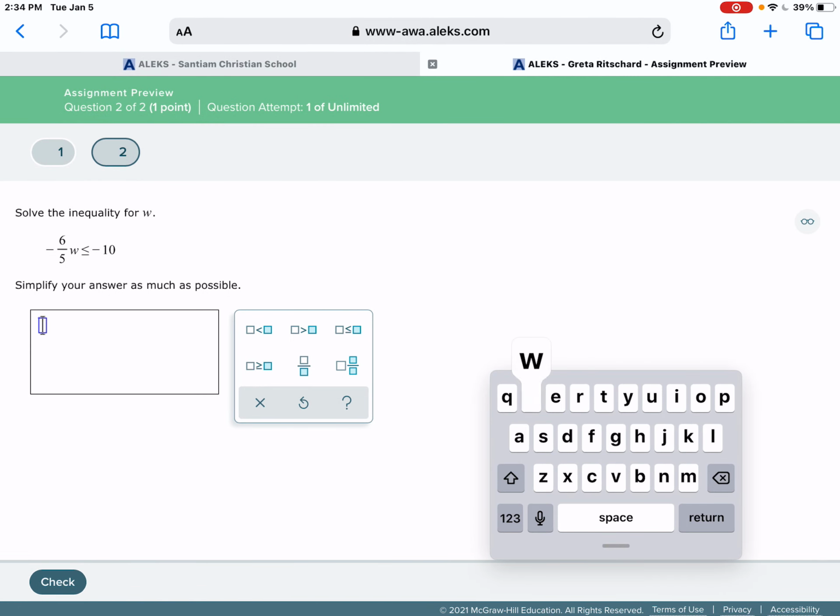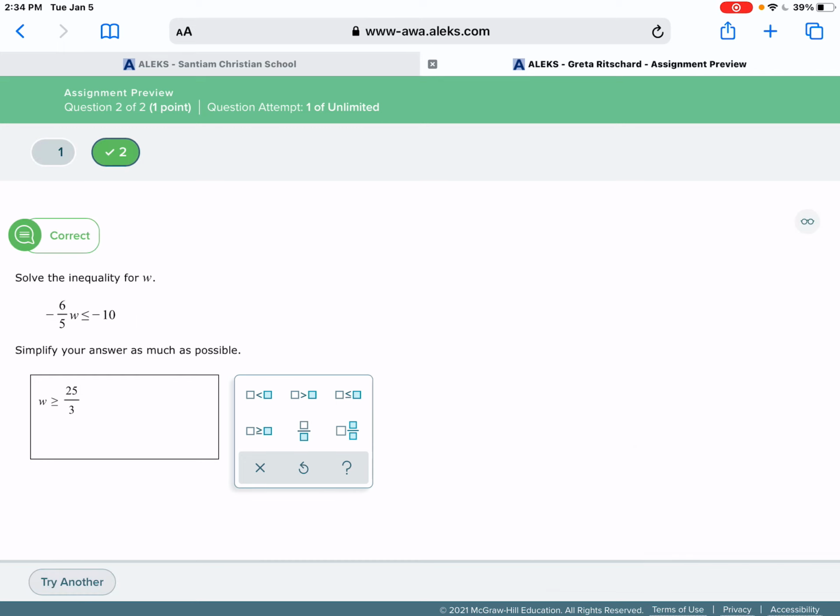W is greater than or equal to 25/3. Check. All right.